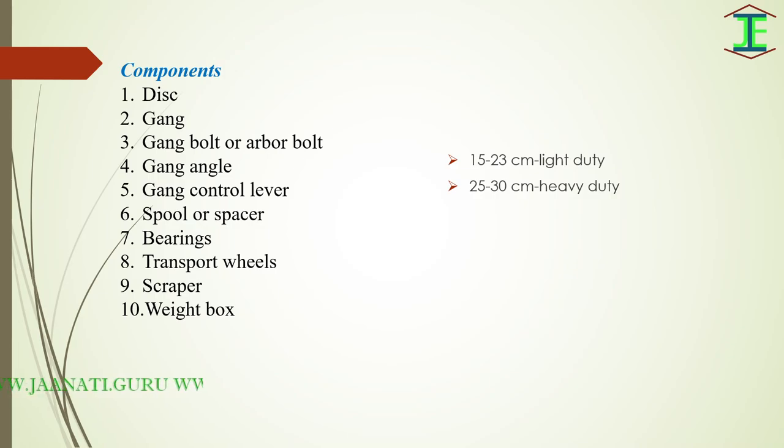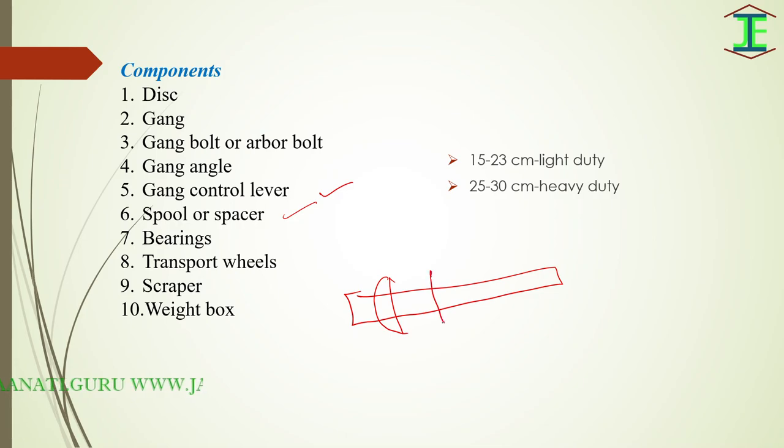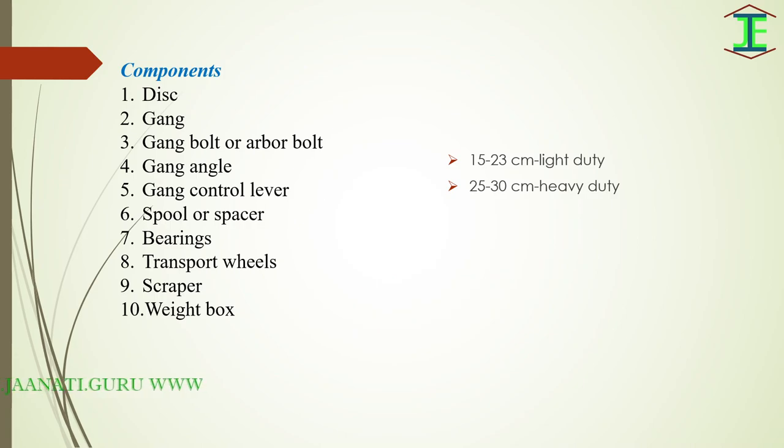Next, gang control lever. A lever which operates this angling mechanism is called the gang control lever. Spool or spacer: it is a tube-like structure which is used to maintain the discs at some position. So if this is the axle, the discs are mounted like this. To fix these discs at some position, we use this spacer or spool. By using the spacer or spool, we can fix the discs in a certain position, so they will not be moved.